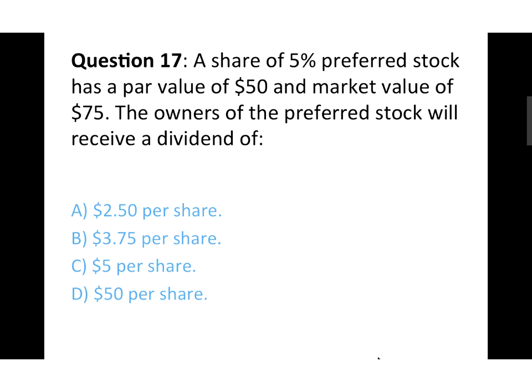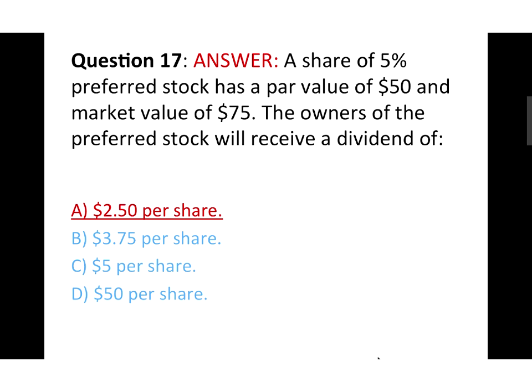About 10 seconds left to submit your answer. Okay, and the answer will be $2.50 a share. Preferred dividend is always the percentage times the par value. And that brings us to the end of this chapter. So the homework for Chapter 10 is due this weekend on Saturday, and I will see you again on Monday.